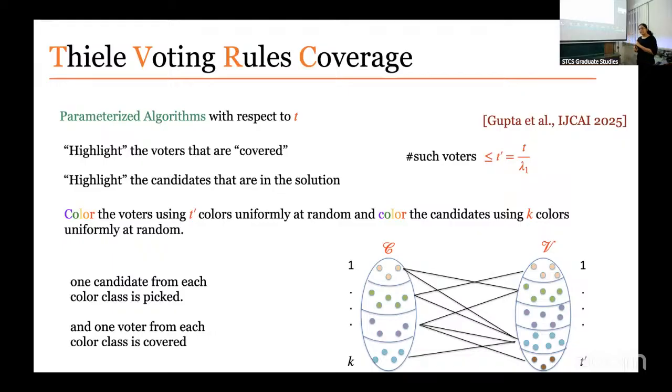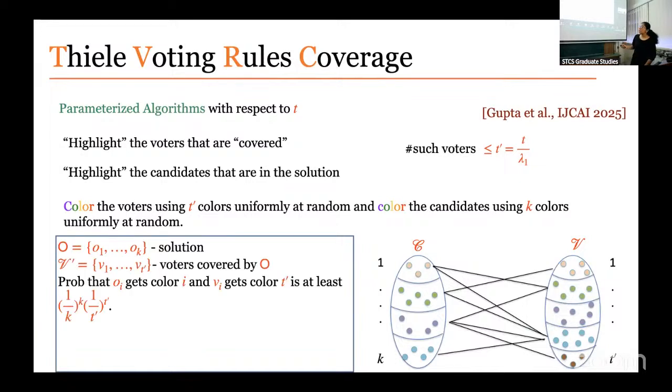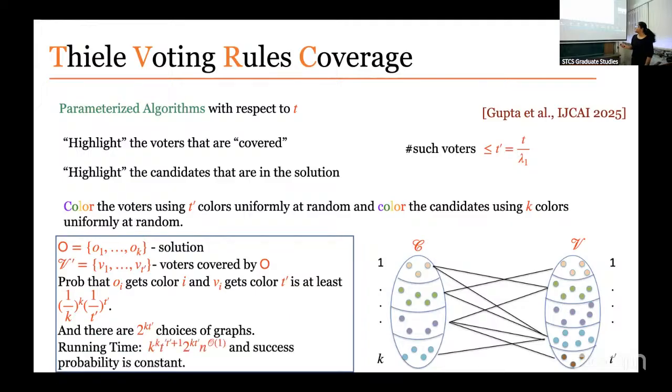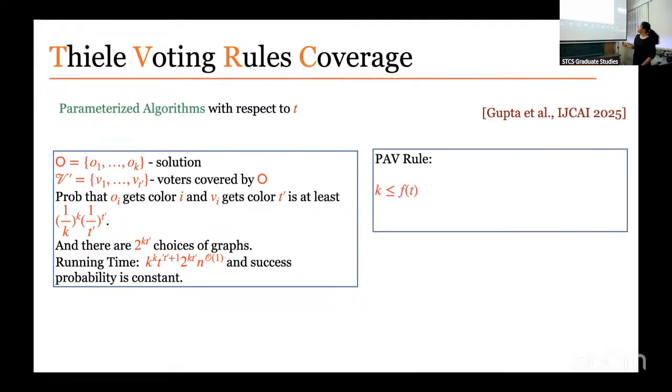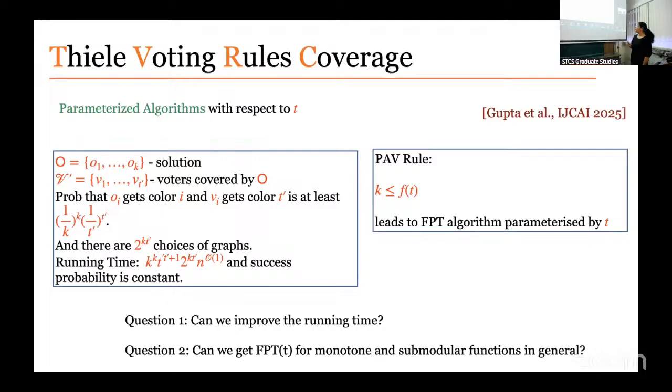But currently what I said has K and T both in the parameter, because you are highlighting voters as well as candidates. So if K is bounded by a function of T, then it is FPT in T. For PAB, I think we can skip the exact running time, but we can actually bound it. That is why we get FPT parameterized by T. So one question is, can we improve this algorithm, and can we get FPT in T for general monotone submodular functions?